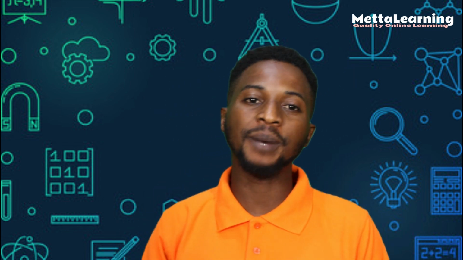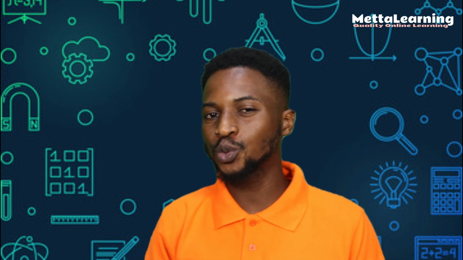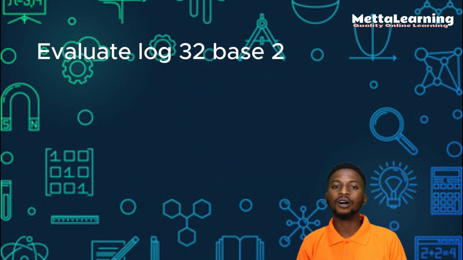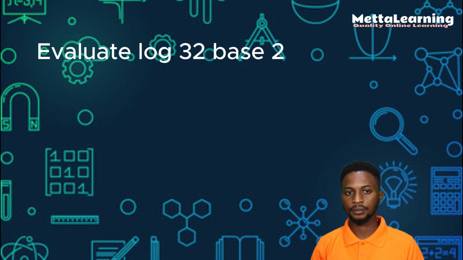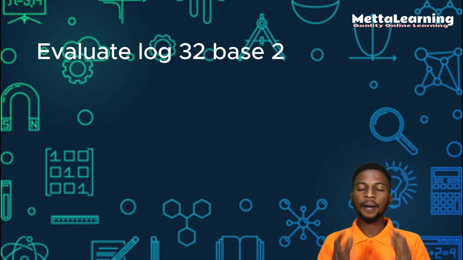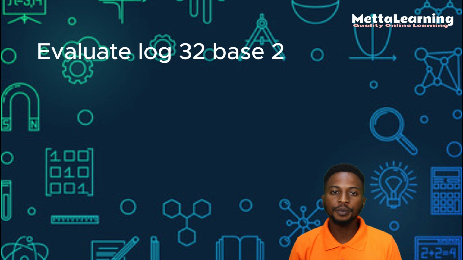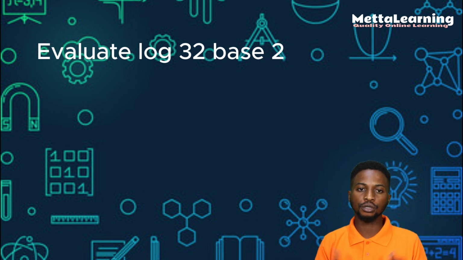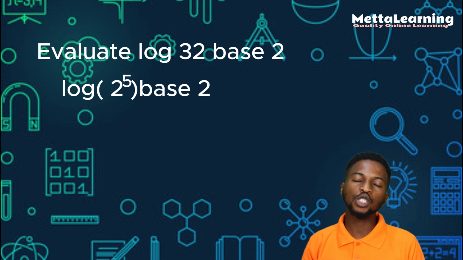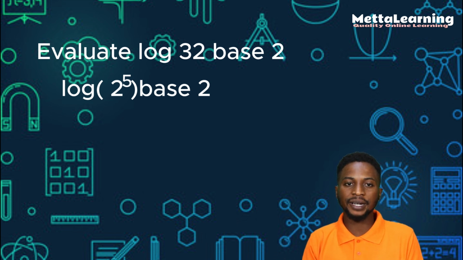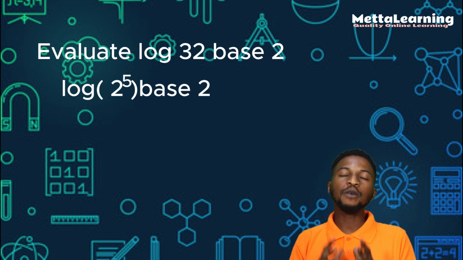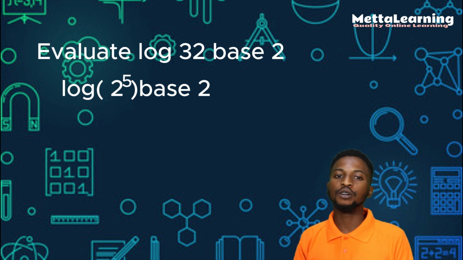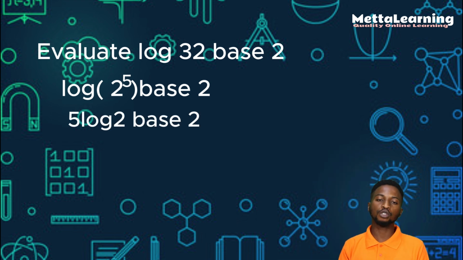The first question I have on my table is WAEC Past Question 2017. It says, evaluate log 32 base 2. It's simple. Applying our rules of log, log 32 base 2 means we'll further express 32. Then we'll have log of (2 raised to the power 5) base 2. And by the time we apply another law of logarithm, just like the one you are seeing on your screen, then we'll have 5 log 2 base 2.